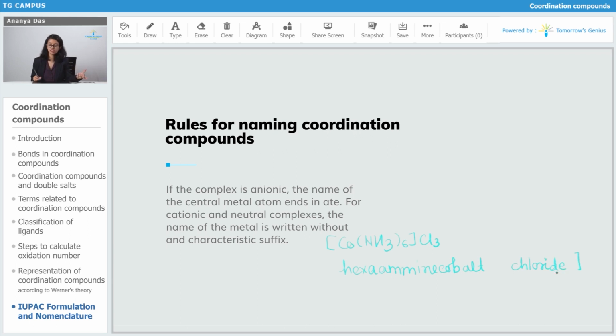Now if the cobalt is present in an anionic complex, [Co(CN)6]3-. So if this is an anionic complex, instead of 3 negative, let's just write Na3 here, right? We're just balancing the charge, so we write Na3. So this will be sodium, then we'll write hexacyano. This is an anionic complex, so the name of the central metal atom is going to end in ate. So hexacyano cobaltate.